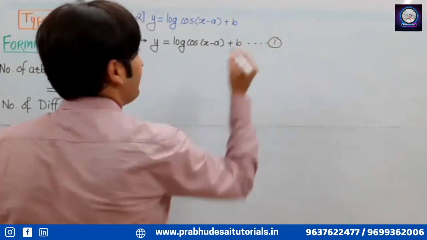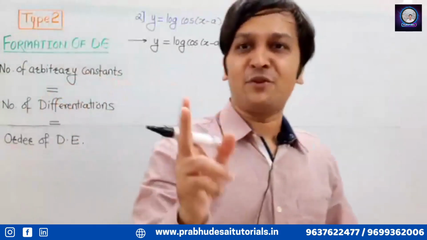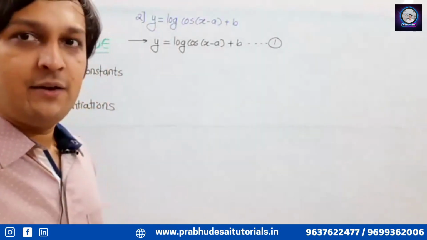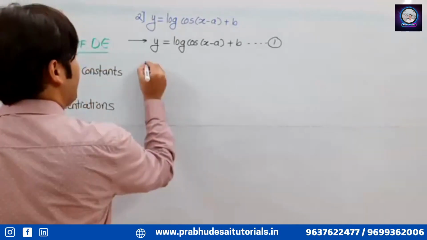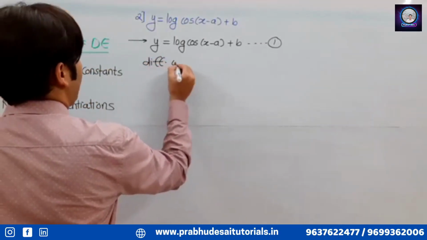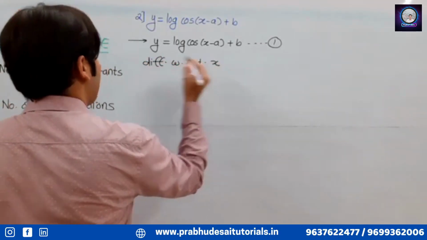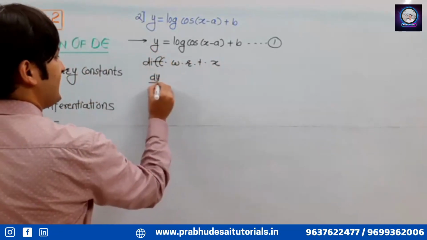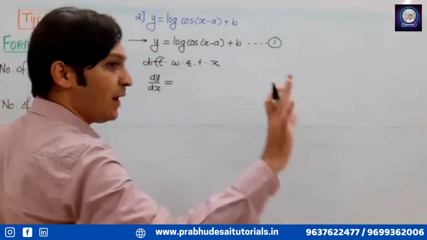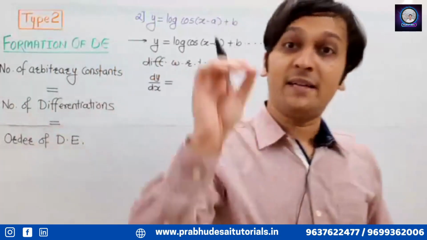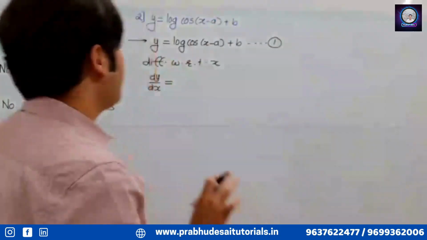This is number 1. Yes, 2 constants, a and b. So we have to differentiate twice, correct? We have to differentiate twice. So differentiating with respect to x. Derivative of y will be dy by dx. Instead of dy by dx, you can write y1. Doesn't matter. You can write y dash also. Okay. So dy by dx.